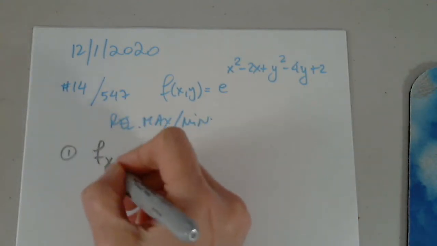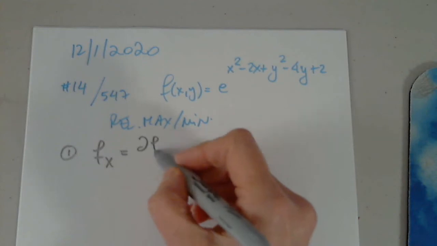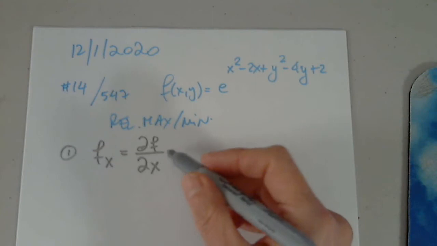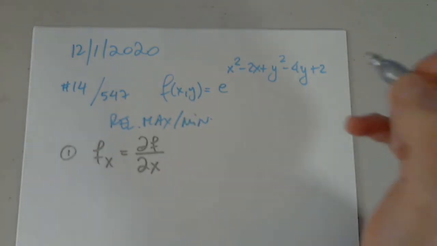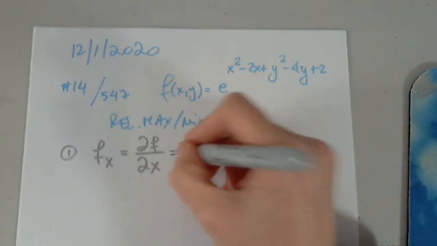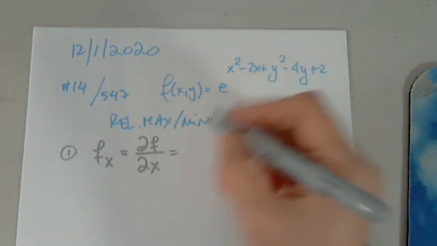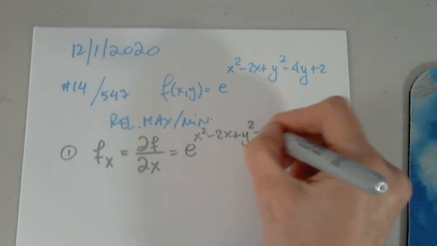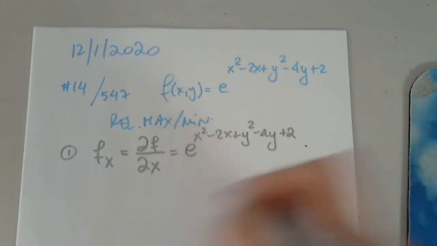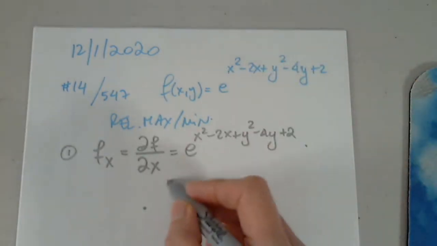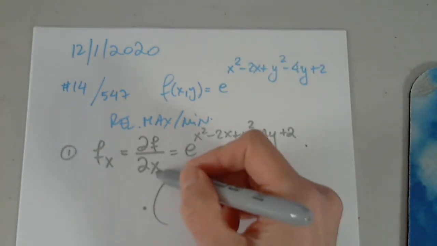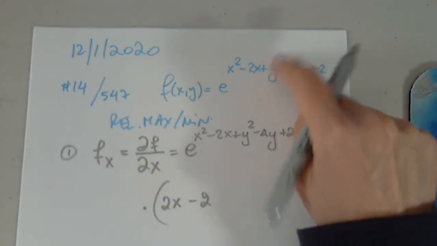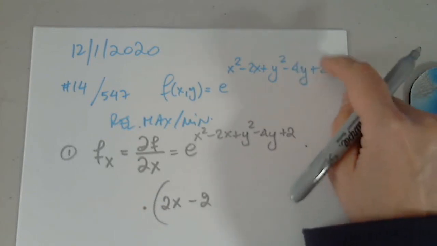So let's find fx first, which is the partial derivative of function f with respect to x, keeping y fixed. Okay, so this is e to u, it has to be e to u multiplied by the inner function prime. So I differentiate with respect to x. So it's 2x minus 2. This is fixed, goes away. This is fixed, goes away. This is fixed, goes away.